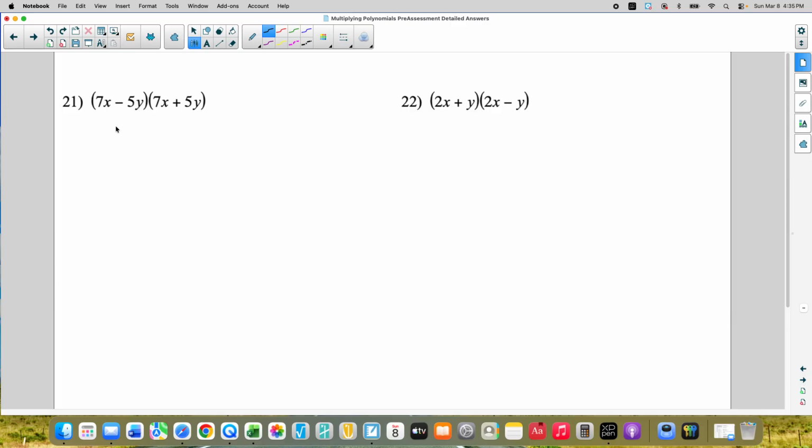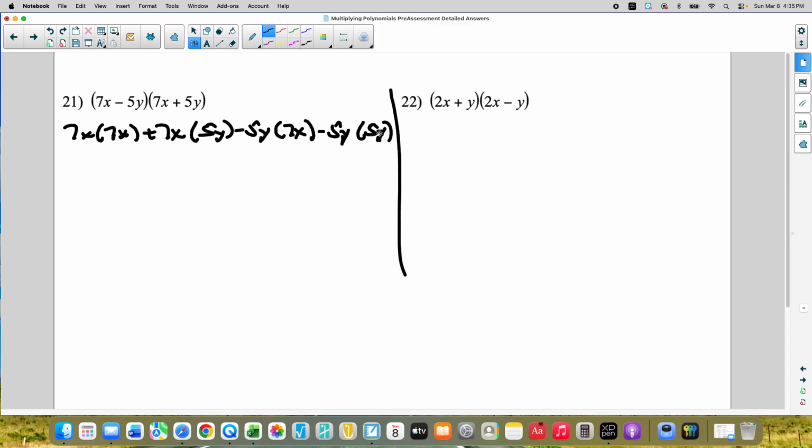Conjugates with variables in the first and the last. So again, take your time. 7x times 7x plus 7x times 5y minus 5y times 7x minus 5y times 5y. We have lots of variables here, so take your time. 49x squared plus 35xy minus 35xy minus 25y squared.